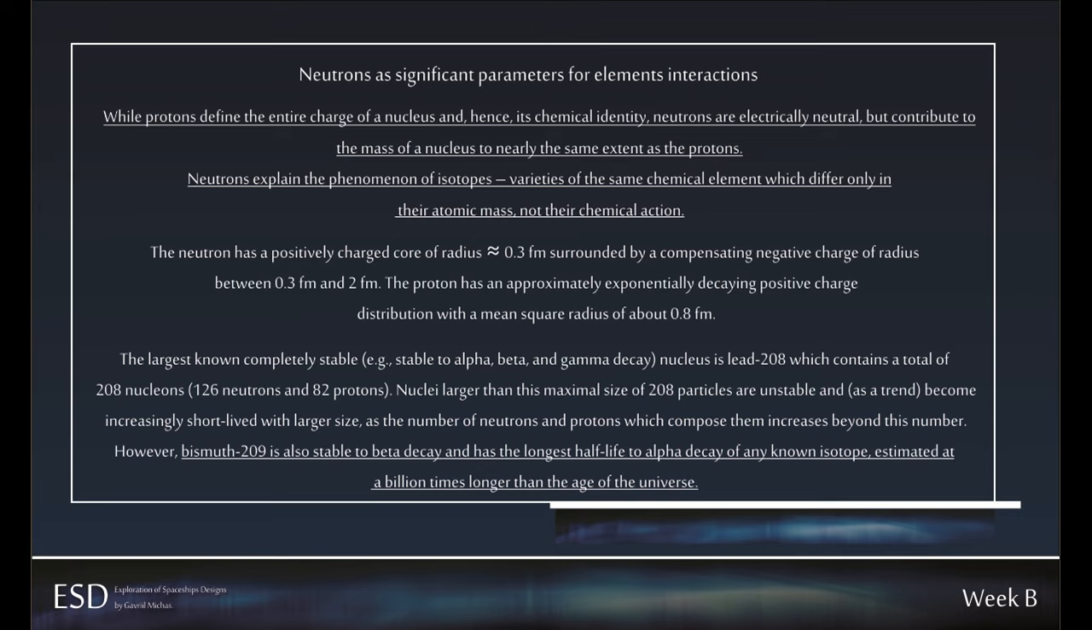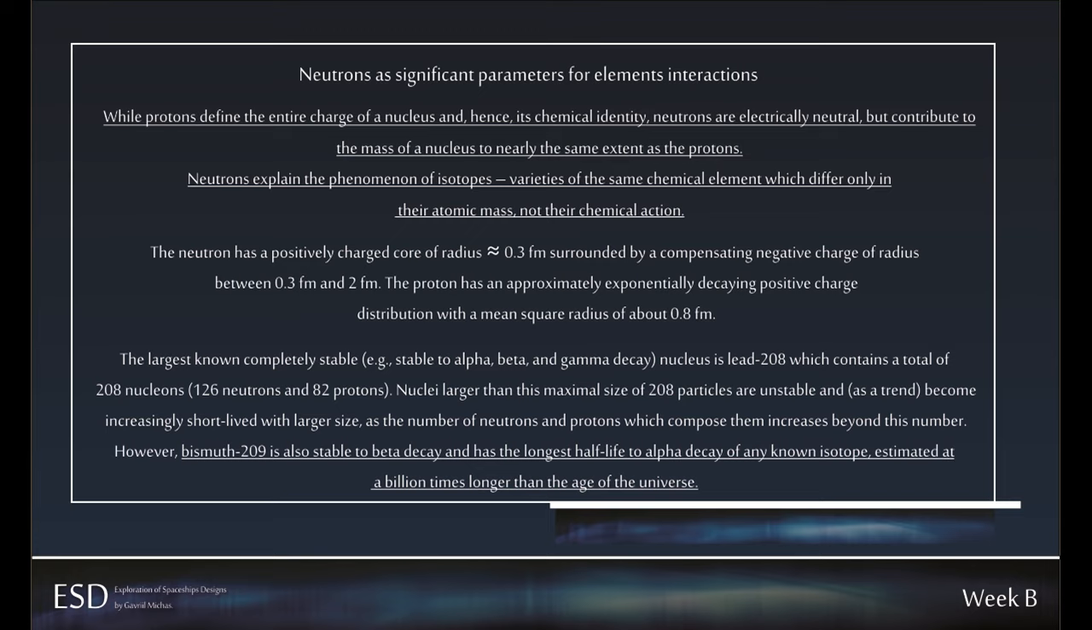The neutron has a positively charged core of radius approximately 0.3 fm surrounded by a compensating negative charge of radius between 0.3 fm and 2 fm. The proton has an approximately exponentially decaying positive charge distribution with a mean square radius of about 0.8 fm.